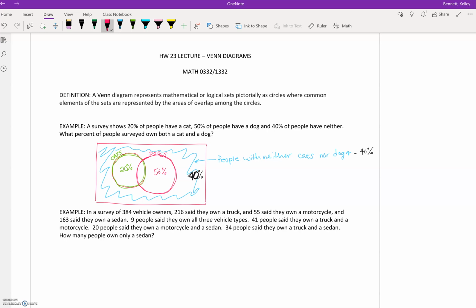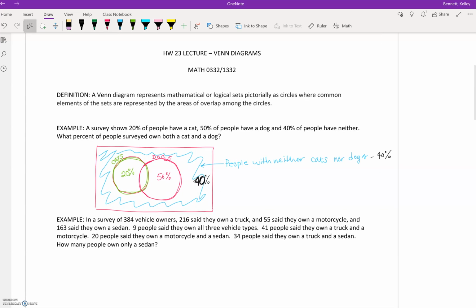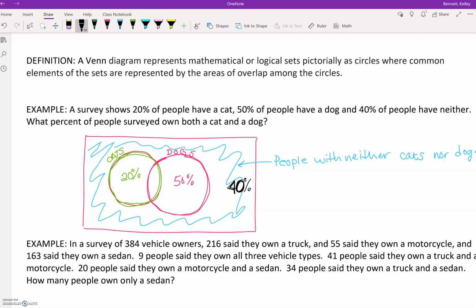So we need to take something out of the middle so that this will add up to 100. So right now we're at 110. So we're 10% over. So if we had 10% here in the middle, then the people who own only dogs is 40, right? But notice that the total number of people that own dogs, which is the entirety of the pink circle, is the 10% of overlap plus the 40% that's just by itself. So that's 50% dog ownership.